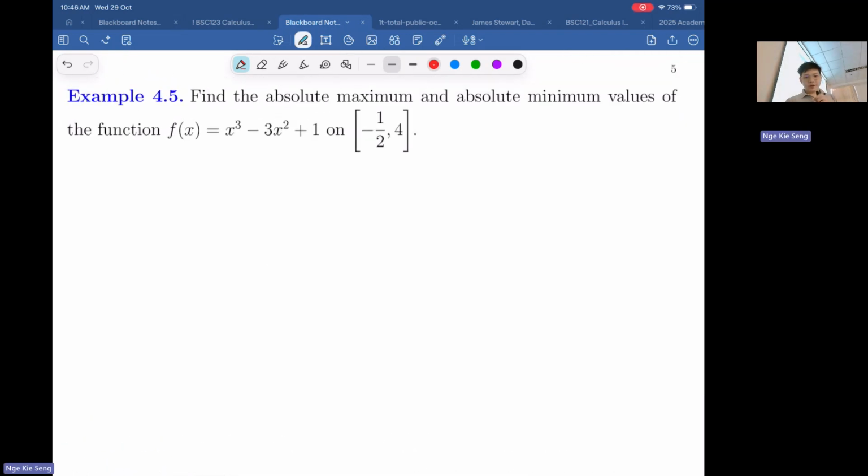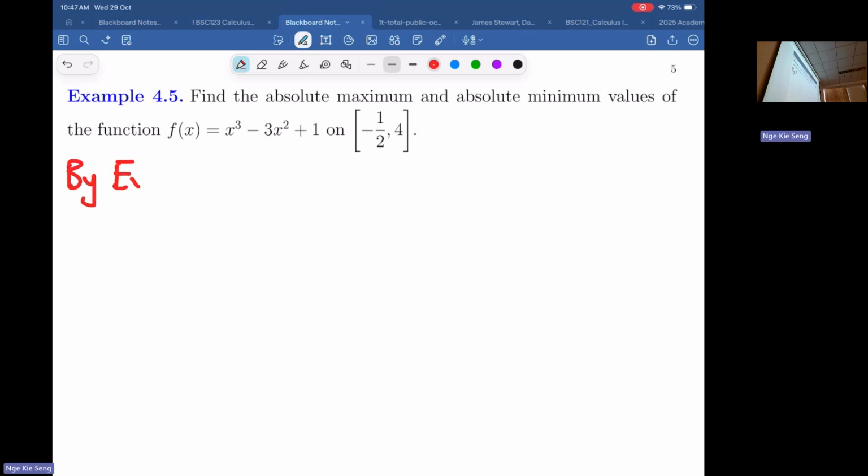Let's write down the full logic we are using here for this question. The question says find the absolute maximum and absolute minimum value of the function x cubed minus 3x squared plus 1 on this closed interval. Before finding it, do you think this will be a success task? If it is, do you have a theorem to support you? We're going to use the extreme value theorem.